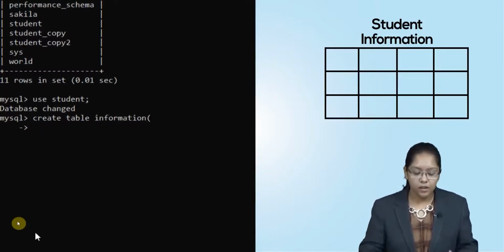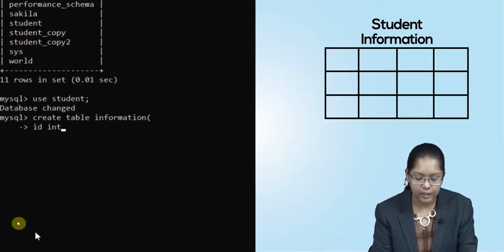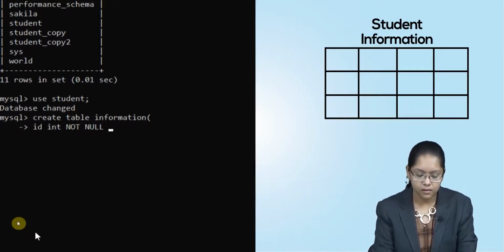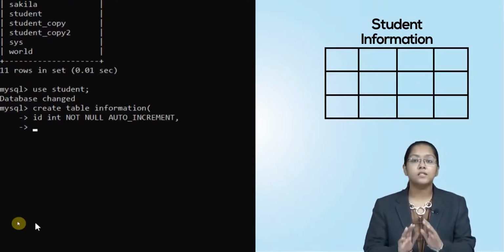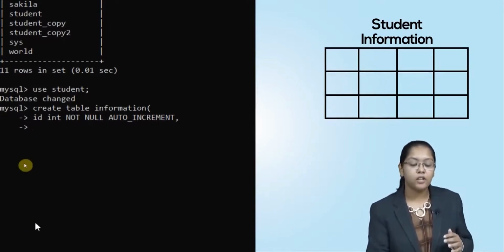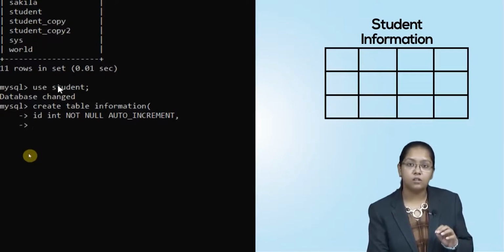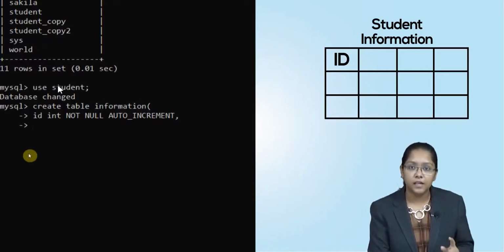Now first of all I will add id int not null auto increment, comma. Concentrate over here because it is new for you. What I have done is: id int not null. ID is the name of the attribute, the first attribute. Int is the data type.